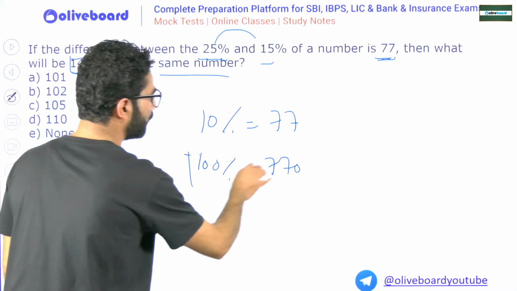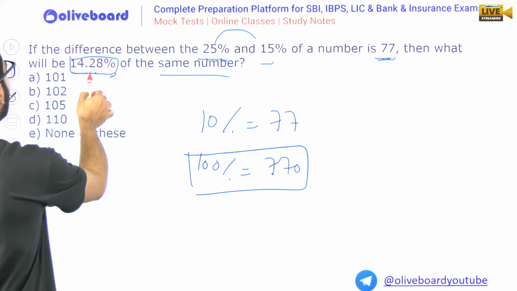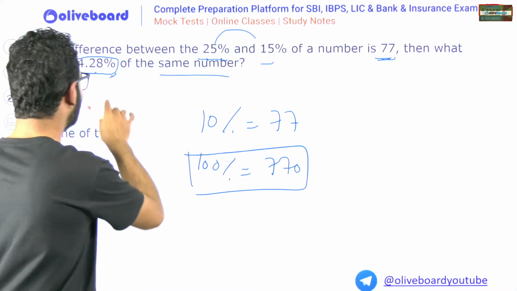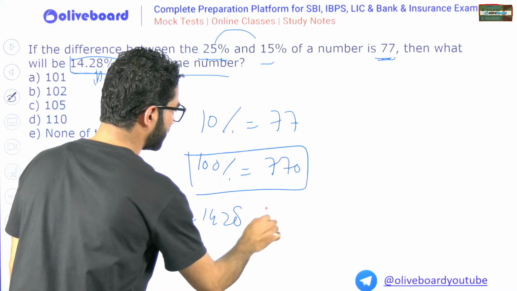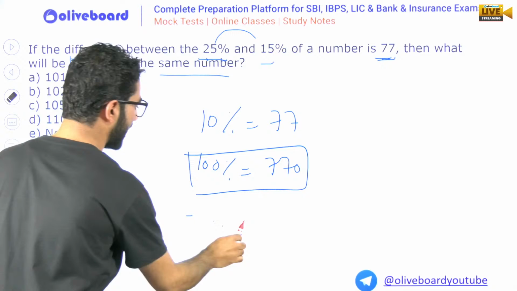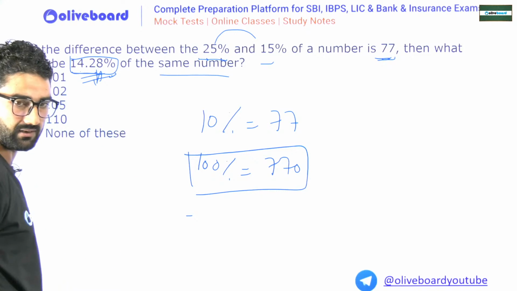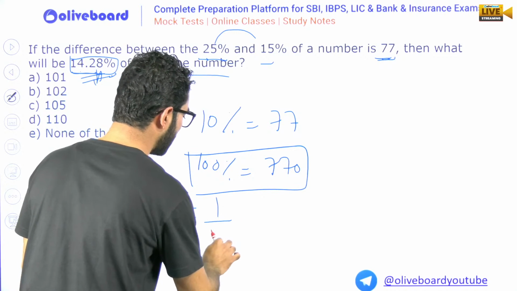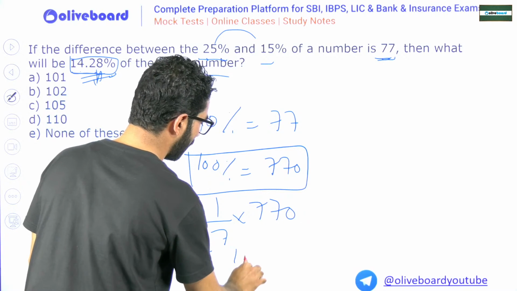Okay, so you have calculated the number is 770. Now you have to calculate the 14.28 percentile of this number. But you cannot take 14.28 and divide by 100, we don't have to waste our time. I already told you that this value is nothing but 1 upon 7, the fraction percentile conversion. So we have to calculate 1 upon 7 of 770. Obviously, it will be 110.